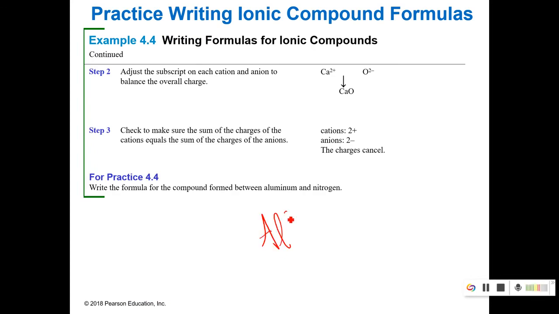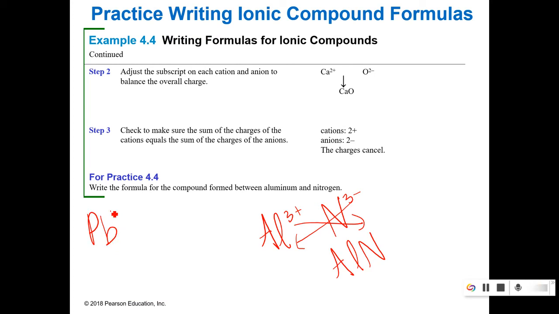Let's do one more. Aluminum, nitrogen. Again, they cross, but notice both the numbers are the same. If you notice that, we can just write AlN. This only works if they both reduce down.